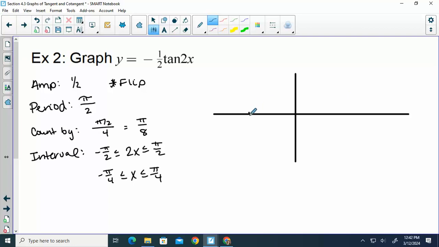So first point at negative pi over 4. Add pi over 8, so negative 2 pi over 8 plus 1 pi over 8 is negative pi over 8. Plus pi over 8 is 0. Pi over 8, and 2 pi over 8 is pi over 4. We do this so that both ends are vertical asymptotes.